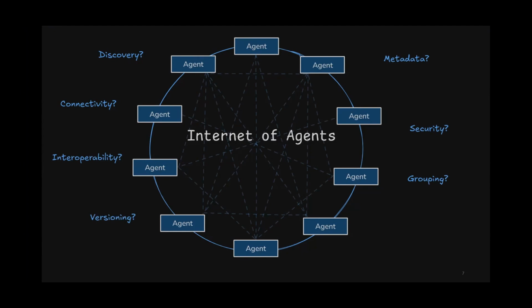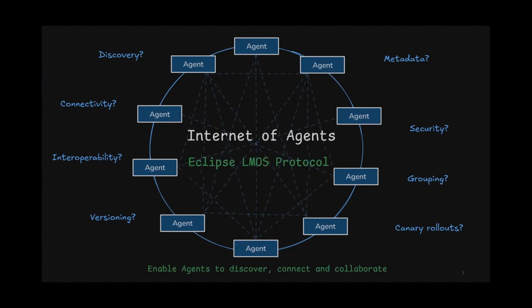For example, in Germany, in our solution, Germany would be a tenant, Austria is a tenant, and we might want to have different kinds of agent groups serving the needs of the customers. Then, of course, versioning and canary rollout. So there are a lot of problems which need to be solved. And with Eclipse LMOS and the Eclipse LMOS protocol, we're trying to tackle all of these problems at DT.